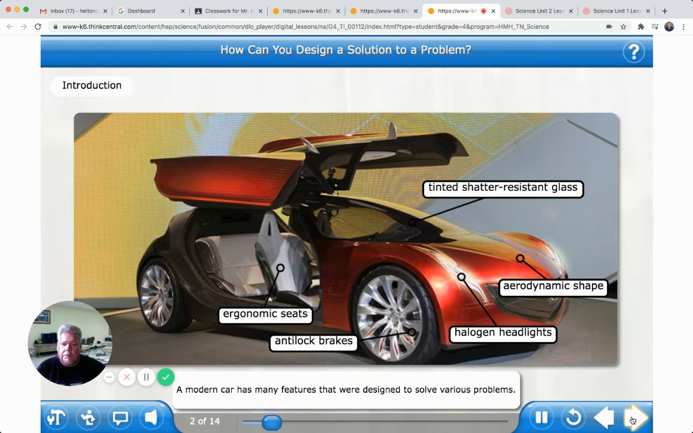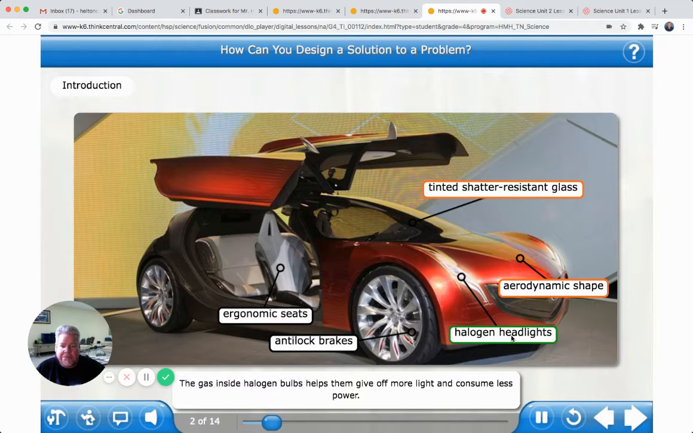A modern car has many features that were designed to solve various problems. Can you identify some of them? Click each label to learn more. Well, I like that car, don't you? Tinted shatter-resistant glass reduces glare and improves safety. A smooth aerodynamic shape reduces wind resistance and fuel use.